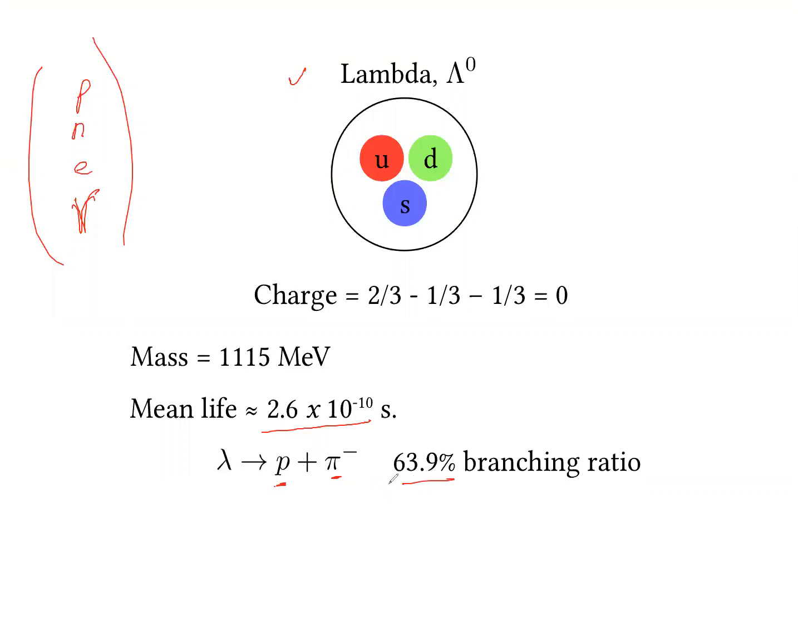What does branching ratio mean? Lambda can break into other particles also, not only this. But this is the probability: the probability of breaking into proton and pi minus is 63.9%. It can break into other particles also, but they have different, smaller probabilities. Sometimes lambda breaks into this, sometimes into another particle, but the breaking into this has this much probability. That is called the branching ratio.